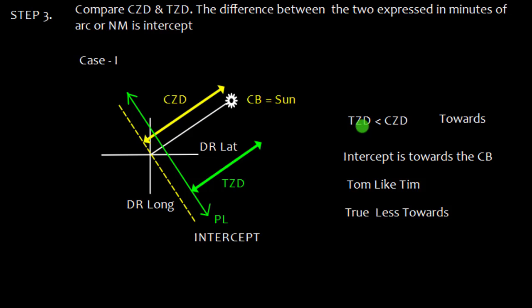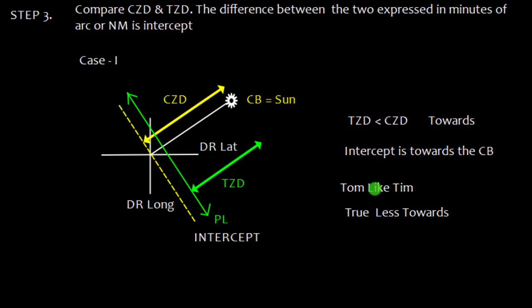Well, we can remember that if the true zenith distance is less than the calculated zenith distance, in that case the intercept is towards, and it simply means the intercept is towards the celestial body. You can have a memory aid which says Tom like Tim. That means true, less, towards. So if the true zenith distance is less, the intercept is towards.